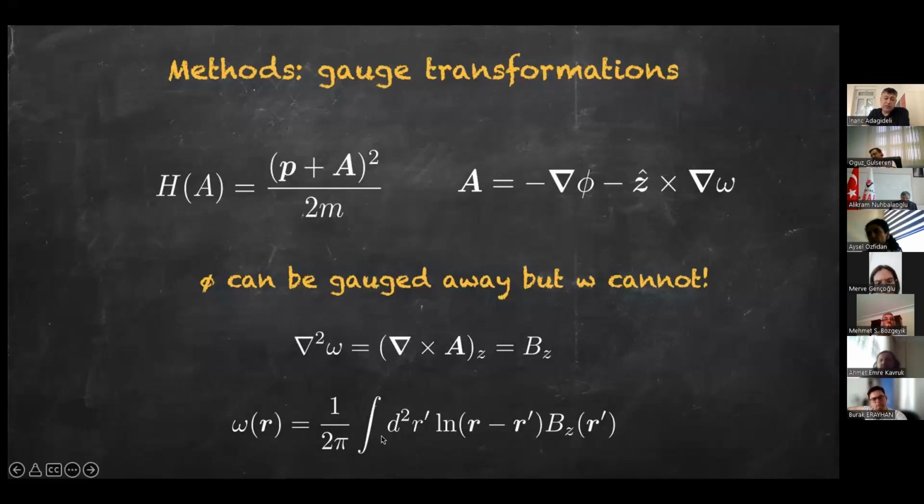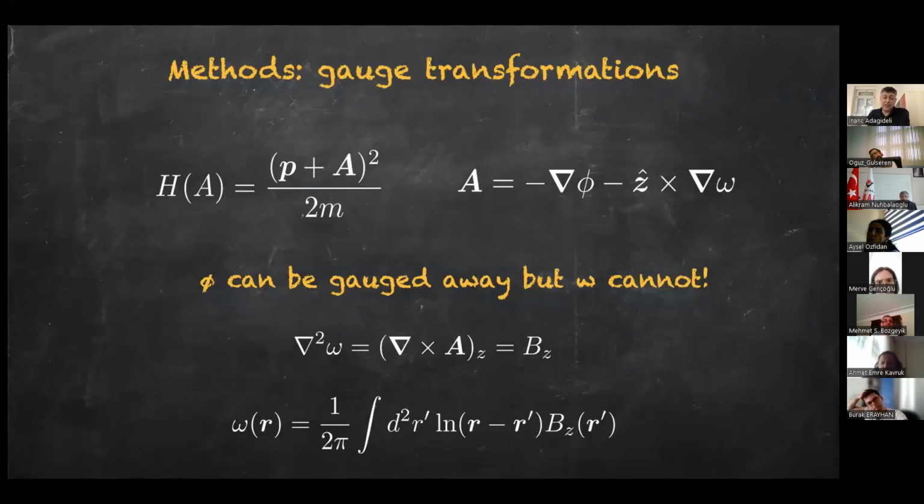And because of this equation, the part that you cannot gauge away is a two-dimensional Poisson equation with a source, and that source term is the magnetic field. Then you get the Coulomb potential in two dimensions, the logarithm. So you use our old result from electrostatics to get omega from your magnetic field, which will be useful in a second. But that part with omega cannot be gauged away.